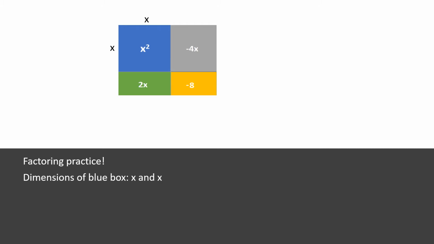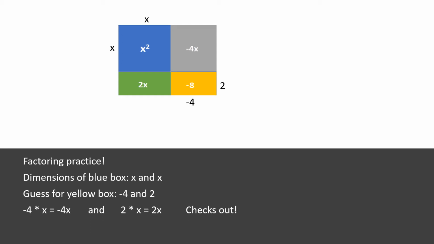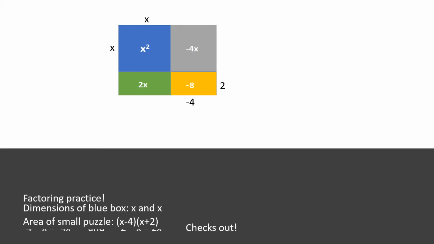So let's focus on one of these small puzzles. Let's factor it. So the dimensions of the blue box are going to be x and x, and the dimensions of the yellow box, we're going to guess, are going to be -4 and 2. And we'll find that it is -4 and 2, because I noticed that the yellow box and the gray box both have a -4 as a factor, and the green box and the yellow box both have 2 as a factor. So the area of the small puzzle is going to be x minus 4 times x plus 2.